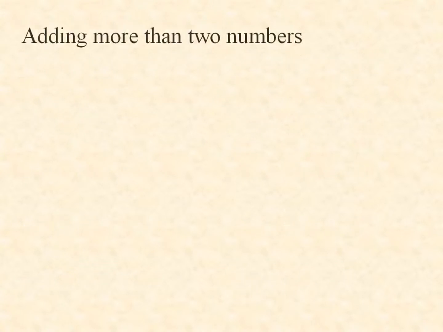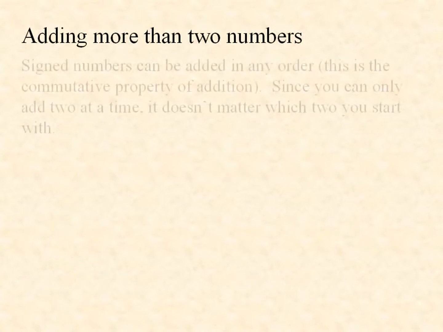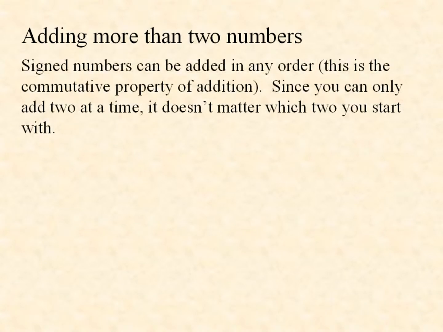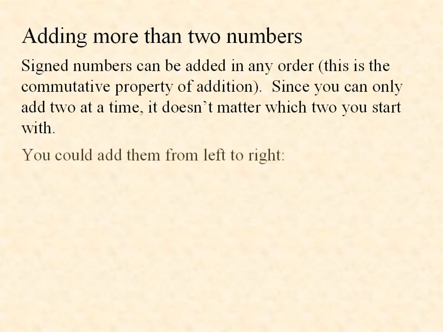Adding more than two numbers. Signed numbers can be added in any order. This is the commutative property of addition. Since you can only add two at a time, it doesn't matter which two you start with. You could add them from left to right.